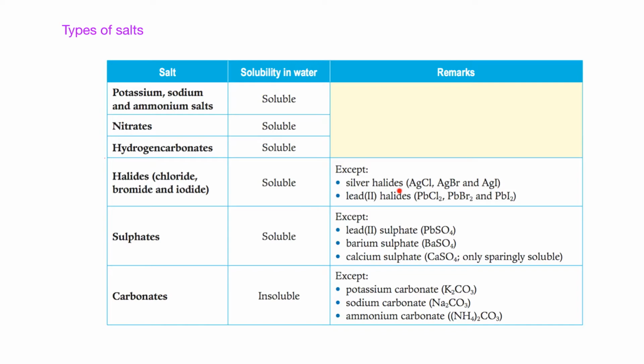Again, you can see the exceptions, say for example, for halide ion, no silver ion, no lead(II) ion. For sulphate, no Pb, no Ba, no Ca. And then for carbonate, most of them are insoluble, except where you have K, Na, and ammonium. The arrangement of the table is slightly different from mine, but both tables will serve the same purpose, to help you identify whether they are soluble or insoluble.